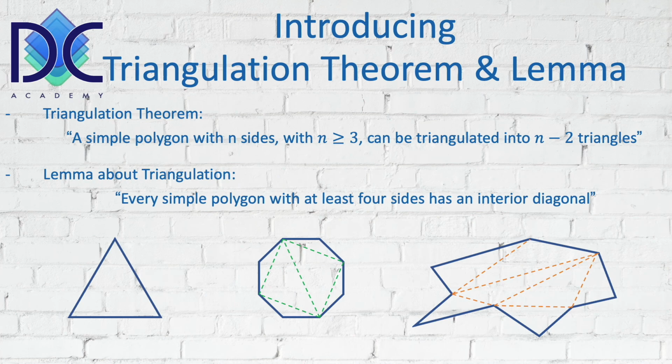Now for the lemma: every simple polygon with at least 4 sides has an interior diagonal. Of course, the triangle has only 3 sides, so there is no interior diagonal. But we see for the other polygons that there is, of course, at least 1 interior diagonal, which we can conclude because we've seen all those interior diagonals in those figures.